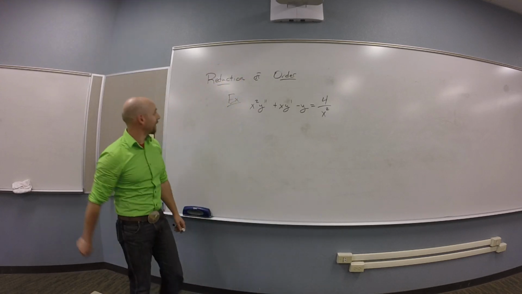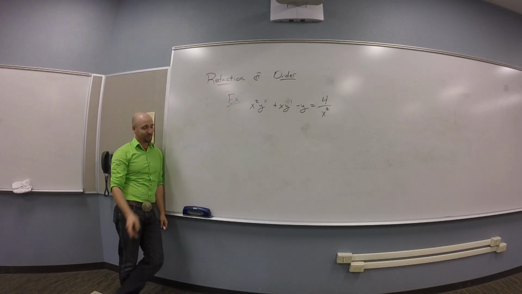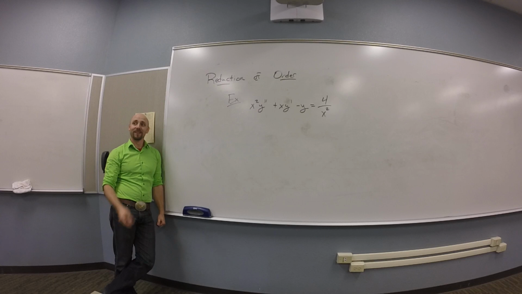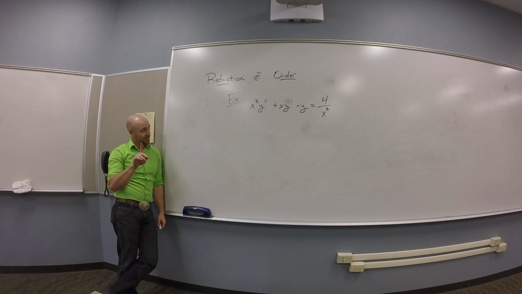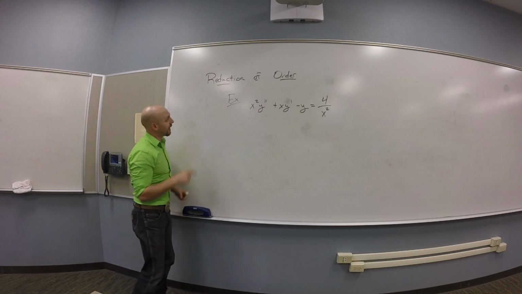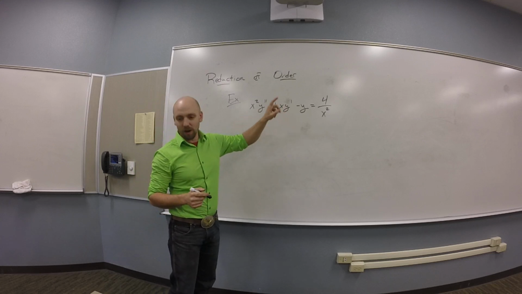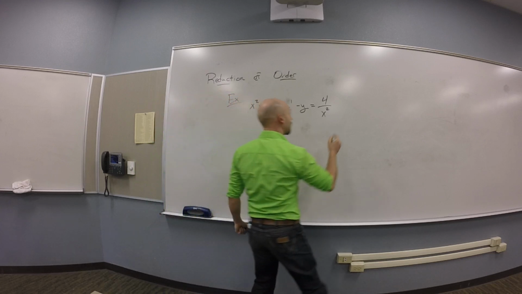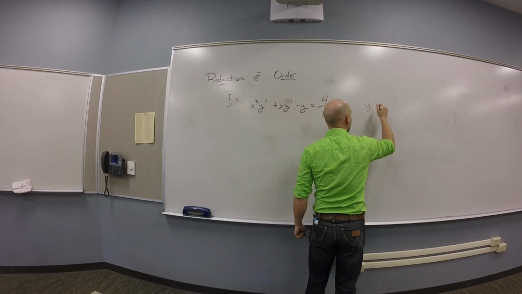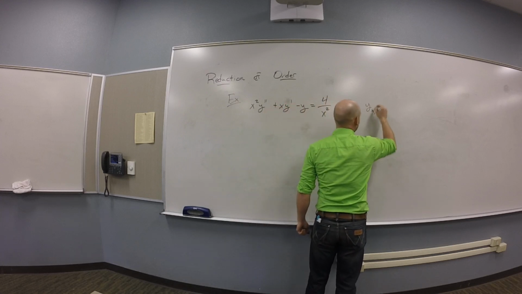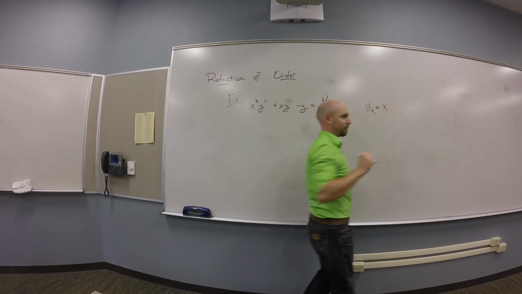All right, I think we actually have to do a reduction of order because you guys have been doing a very good job of distracting me. So I'm going to start with an easy one, which is x squared y double prime plus xy prime minus y equals 4 over x squared, and someone tells me that one of the homogeneous solutions is x.